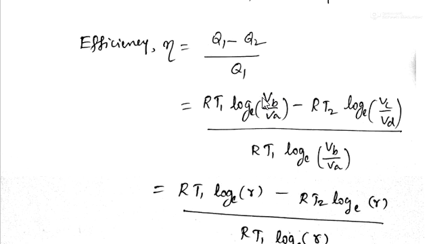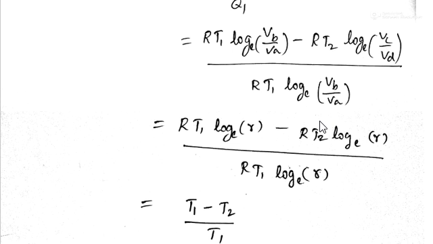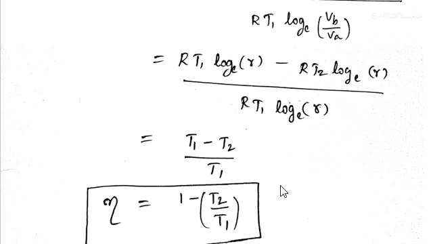Once again, if you write the efficiency formula, (Q1 minus Q2) by Q1, and Q1 we got as R T1 log_e (V_B by V_A) minus R T2 log_e (V_C by V_D), divided by R T1 log_e (V_B by V_A). In the previous steps we got this, so in the place of V_B by V_A or V_C by V_D we can write r. Then we can take R and log_e r common and cancel. The remaining terms are (T1 minus T2) by T1, or 1 minus T2 by T1. This is the expression for the efficiency of the Carnot cycle.